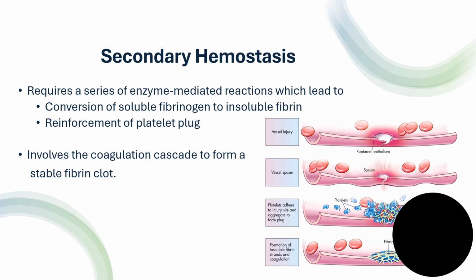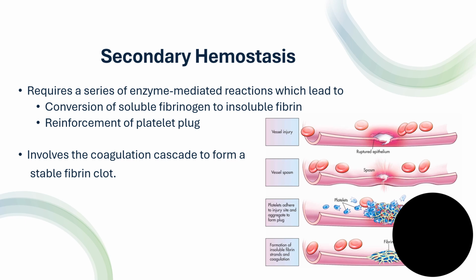Secondary hemostasis is the process in which a stable fibrin clot is formed to reinforce the initial platelet plug. It involves the activation of the coag cascade. This is a series of enzymatic reactions that convert soluble fibrinogen into insoluble fibrin strands.